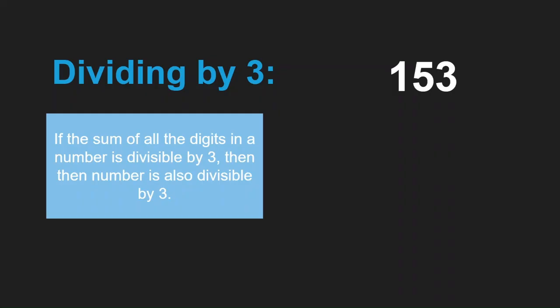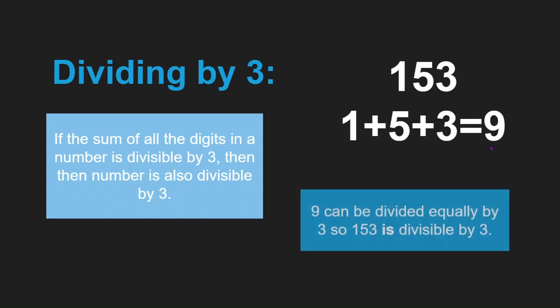153, right? This number right here. If we add these up and they equal something that can be divided by 3 with no remainder, then this number is divisible by 3. So 1 plus 5 plus 3. We sum them, we add them up. They equal 9. 9 divided by 3 is 3, right? With no remainder. So 153 is divisible by 3.